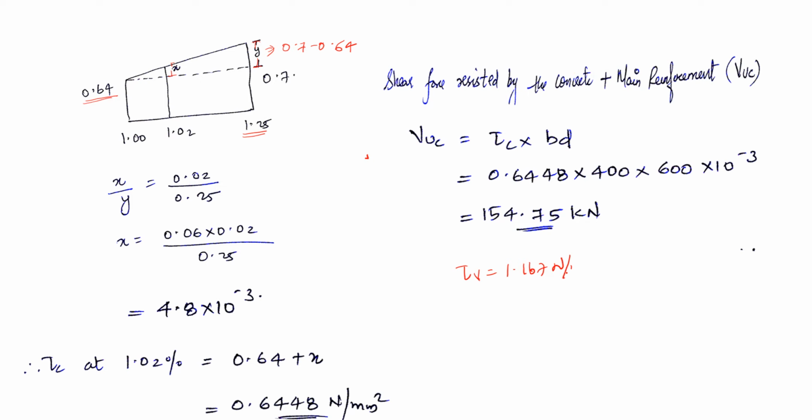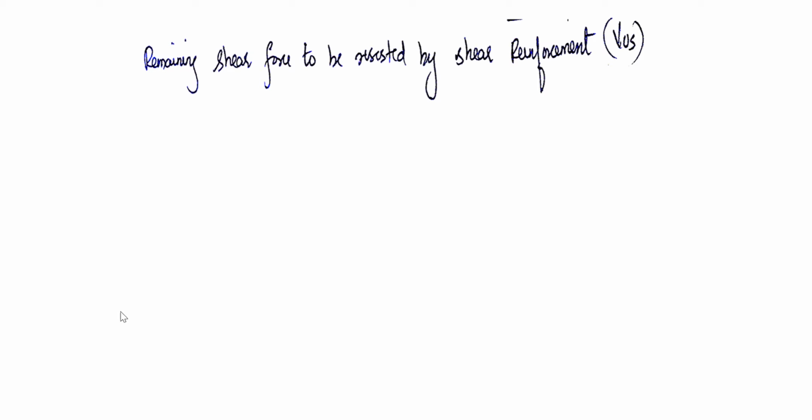So here your value for tau V is 1.167 Newton per mm square, and your tau C value is 0.664. That is, your tau V is greater than tau C. Therefore, shear reinforcement needs to be provided. That is, we will provide shear reinforcement in the form of vertical stirrups.